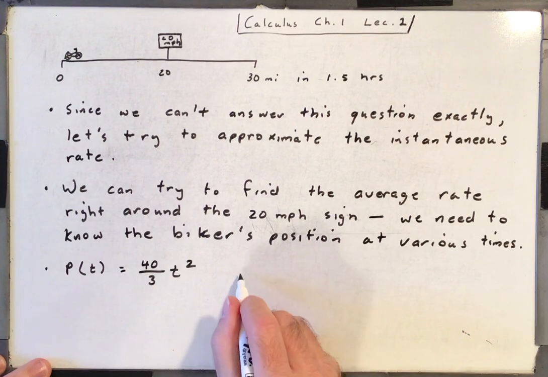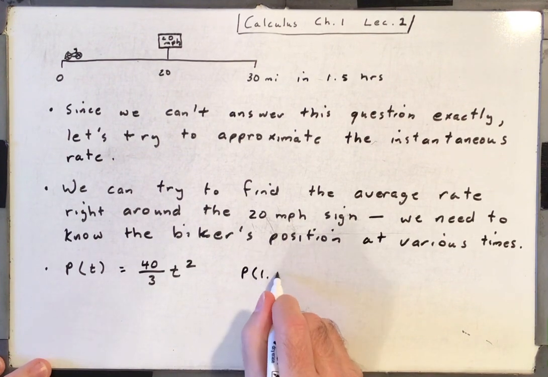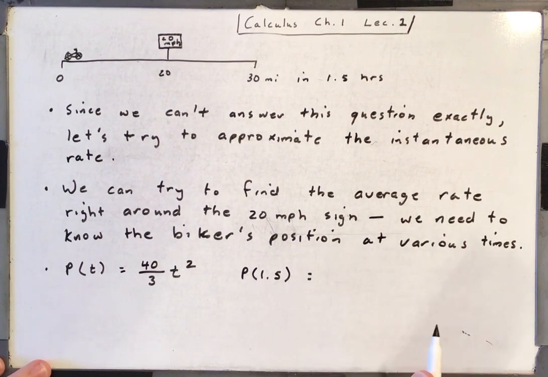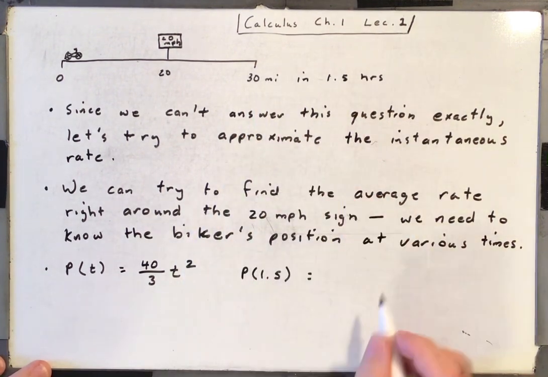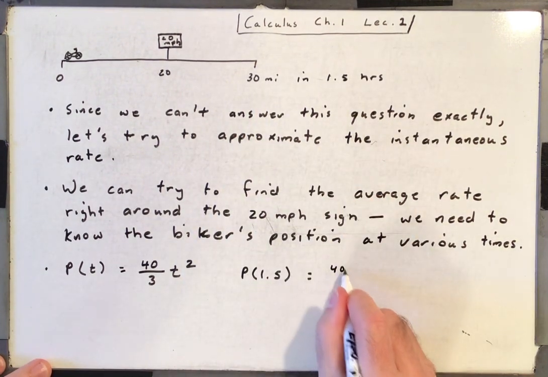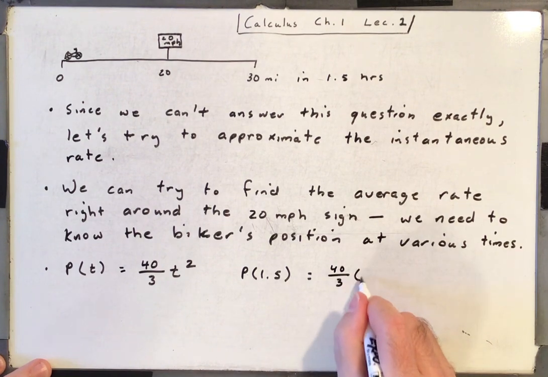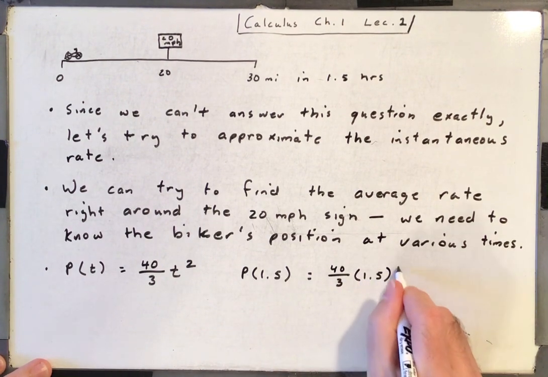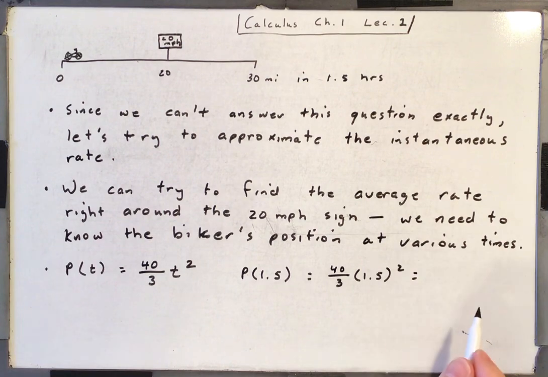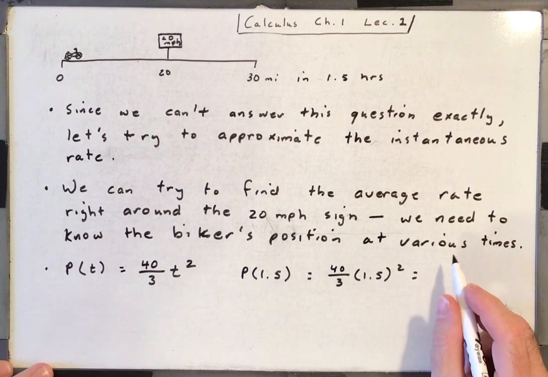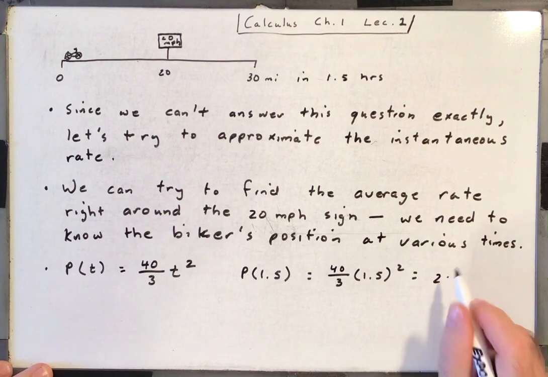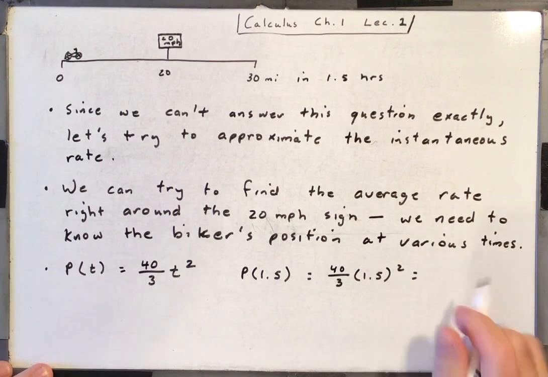So, for example, let's plug in P of 1.5. Well, it should be 30, right? Because at the end of the journey, he's at mile 30. So let's just make sure that's true. 40 over 3 times 1.5 squared. And you can put that in your calculator and see if I'm lying, but if you put that in, it is 30 miles.